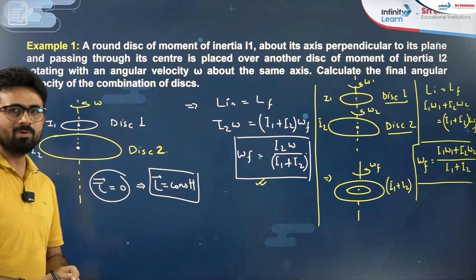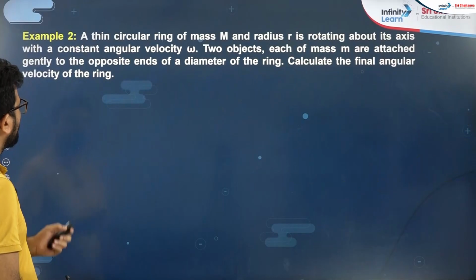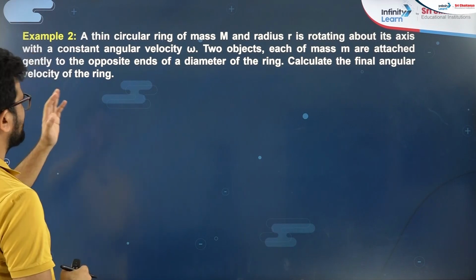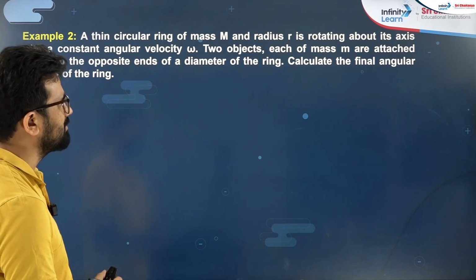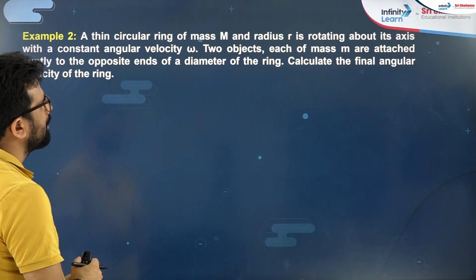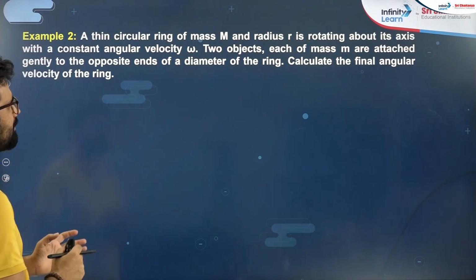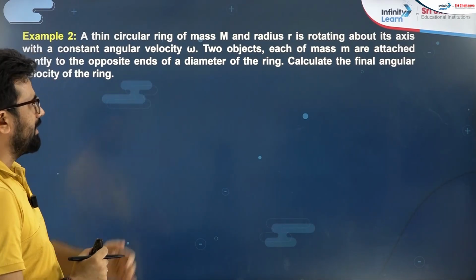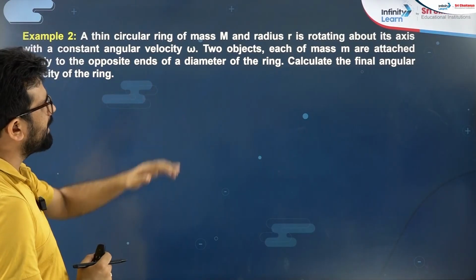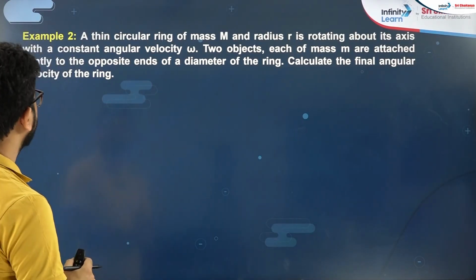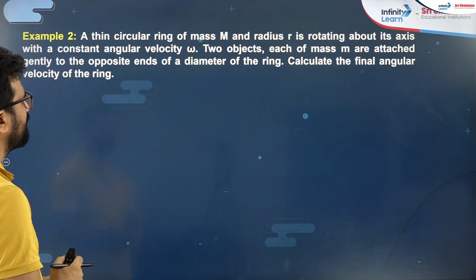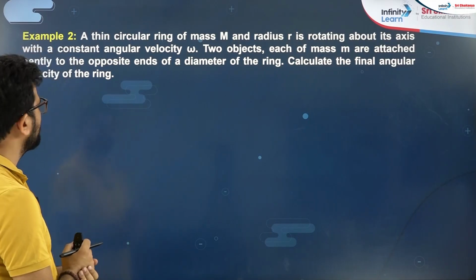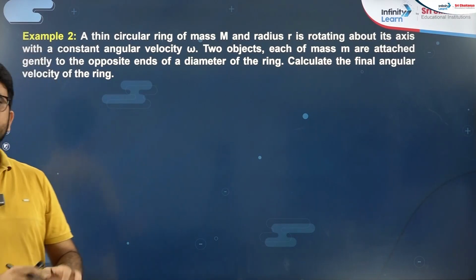Okay. Now we are moving to the next example. You will understand a little more. So I am just reading the question. What is the actual language of the question? A thin circular ring of mass M, radius r, rotating about its axis with a constant angular velocity omega. There is one circular ring of mass M and radius r, and two objects each of mass small m are attached gently on the opposite ends of a diameter of the ring, and calculate the final angular velocity. Again a similar type of problem.